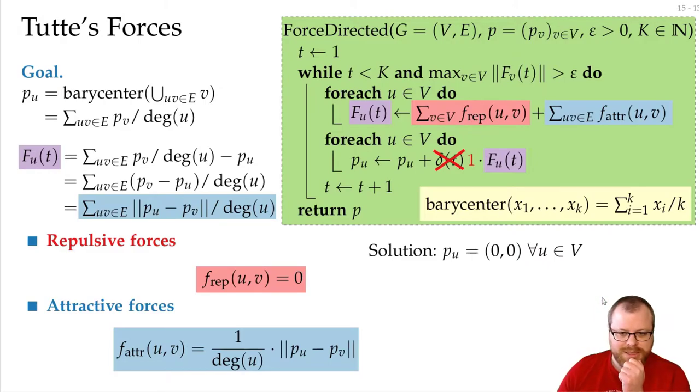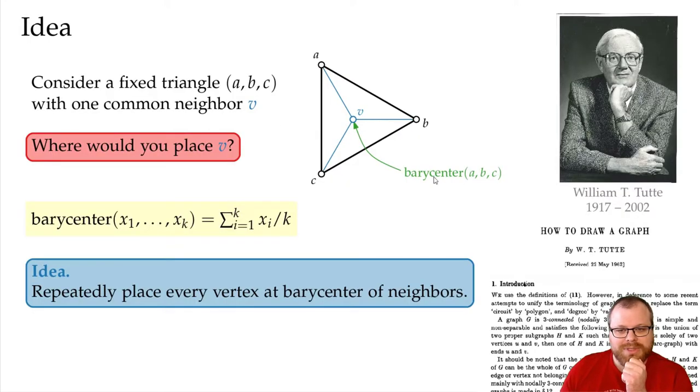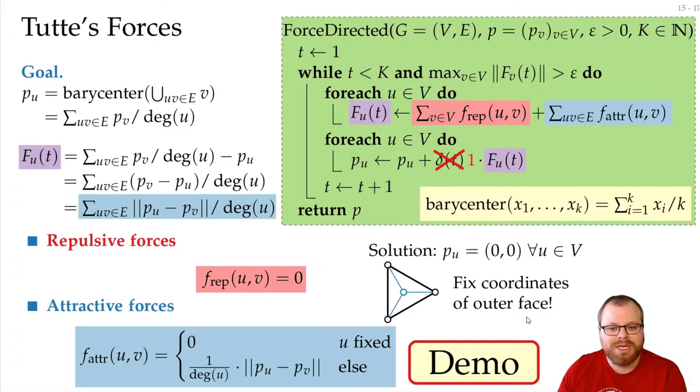How can we solve this? If we look at our example here again, here we said that this triangle is already fixed and we only want to put the vertex V inside it somewhere. So the solution for us is that we don't want to find the position of all the vertices, but we fix the coordinates of the outer face. So we pick some face of a planar embedding of the graph, we find good positions for it as the outer face, let's say some convex polygon, and then we compute the coordinates of all the other vertices.